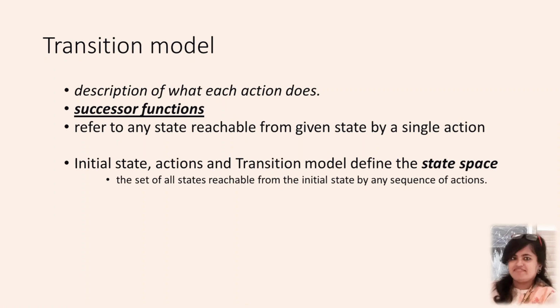Now, the transition model. That is basically the description of what each action does. Here we need to mention the successor functions. Those are going to refer to any state reachable from a given state by a single action. Initial state, actions and transition model define the state space. That is the set of all states reachable from the initial state by any sequence of actions.